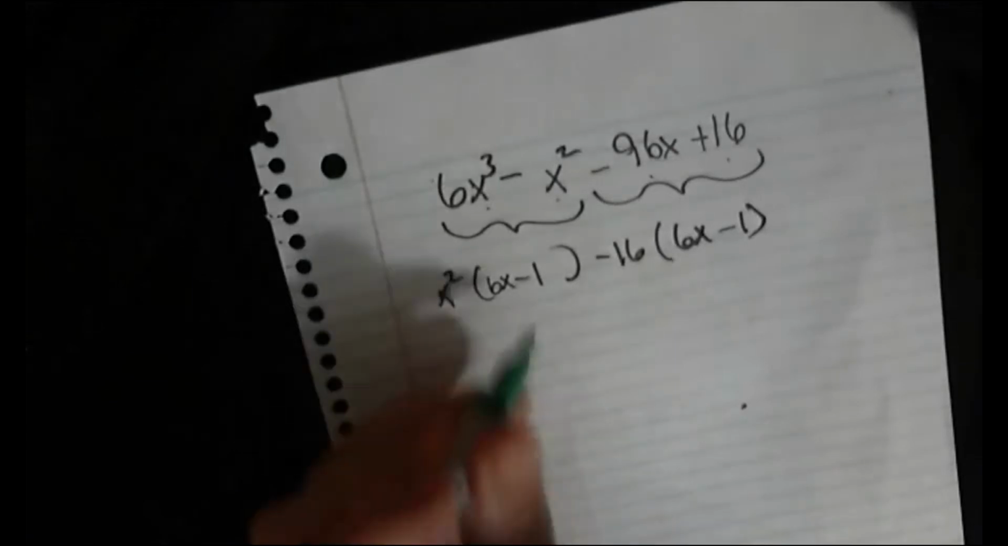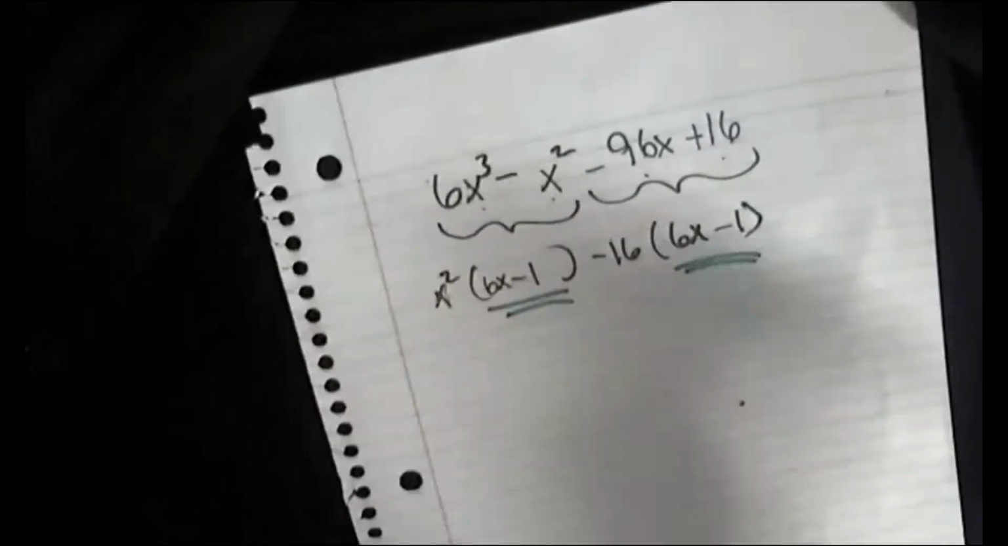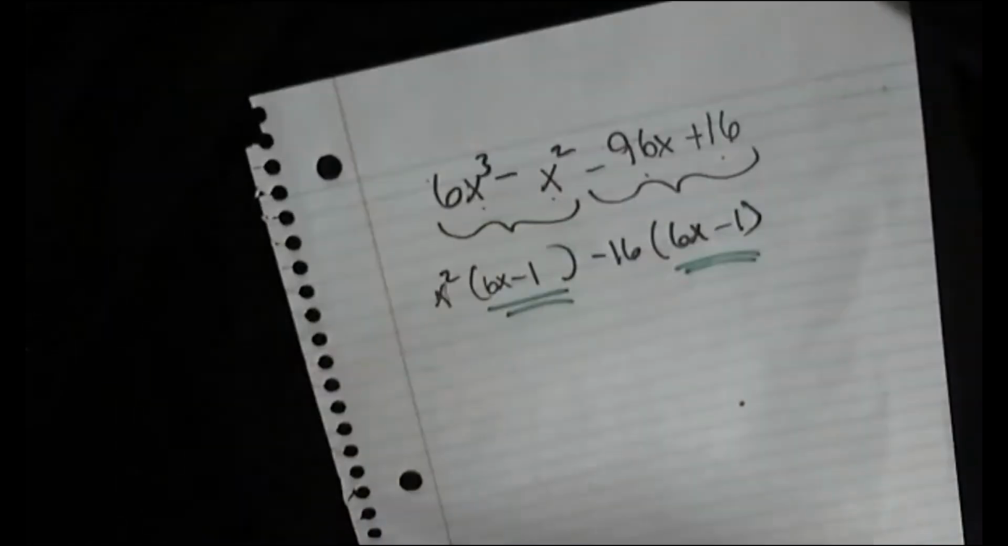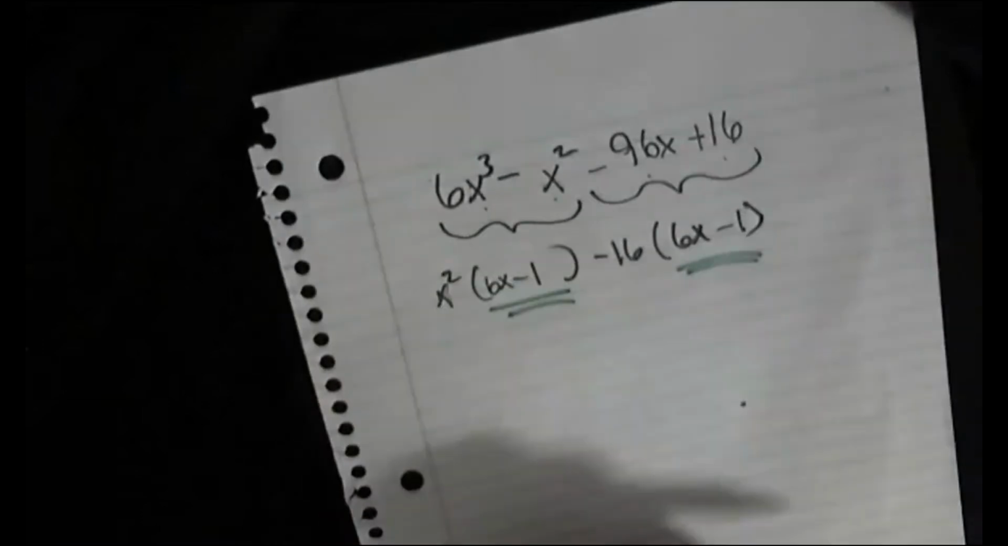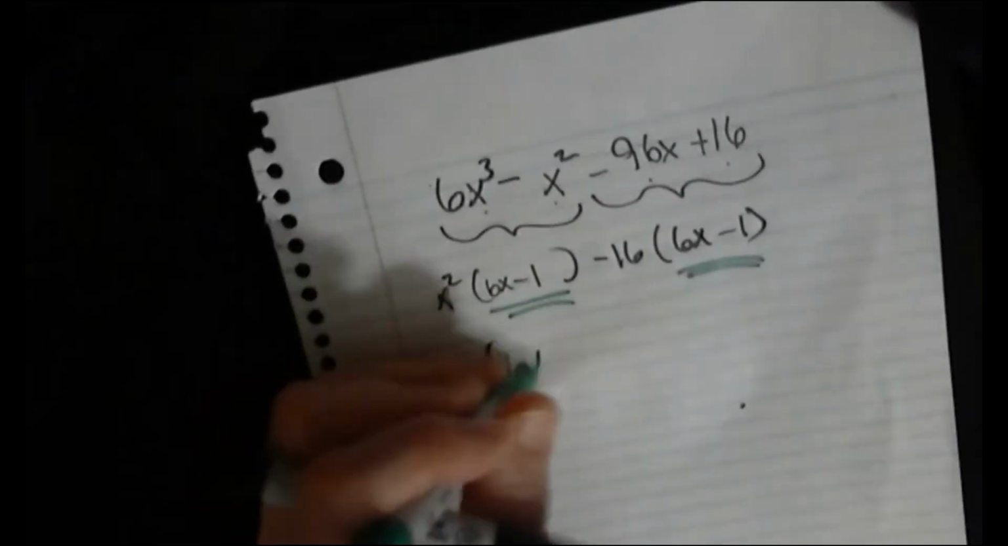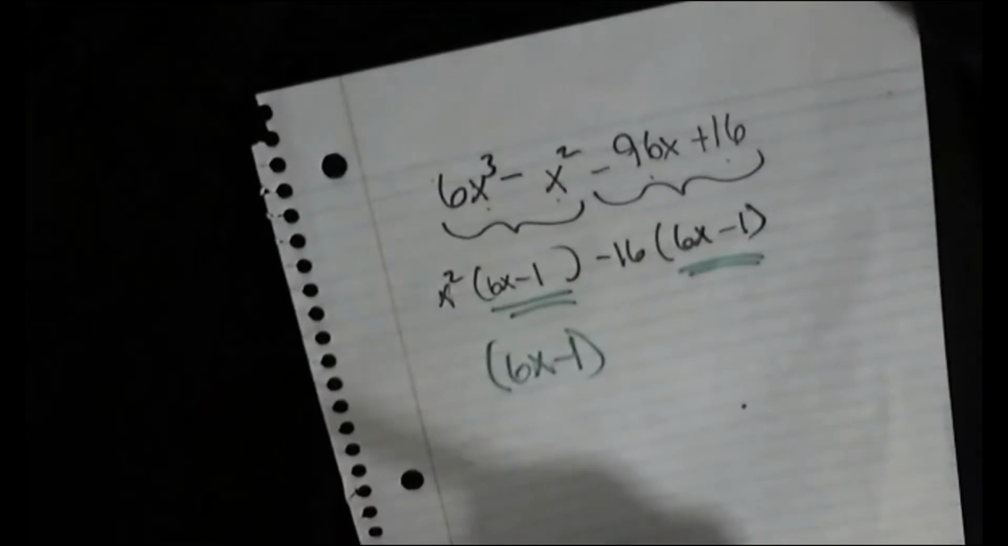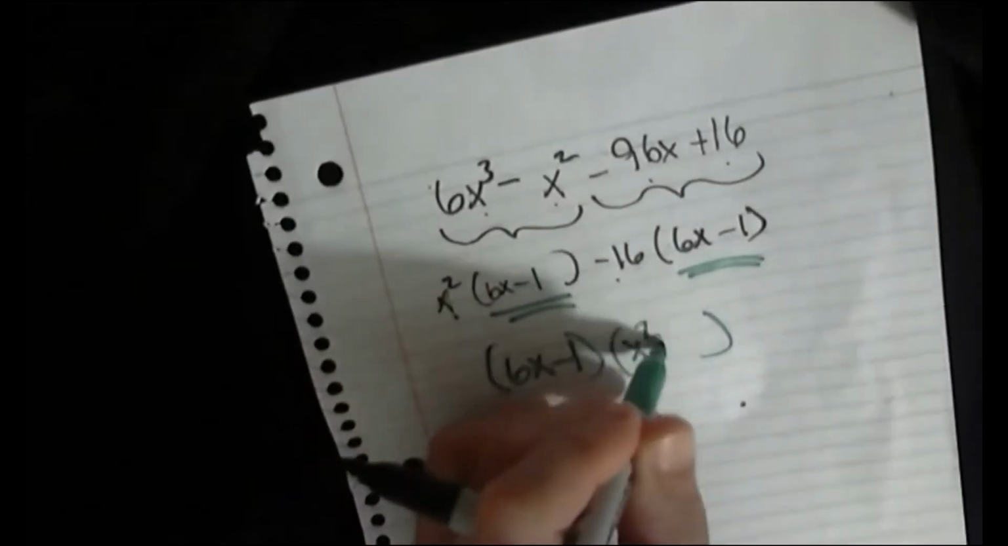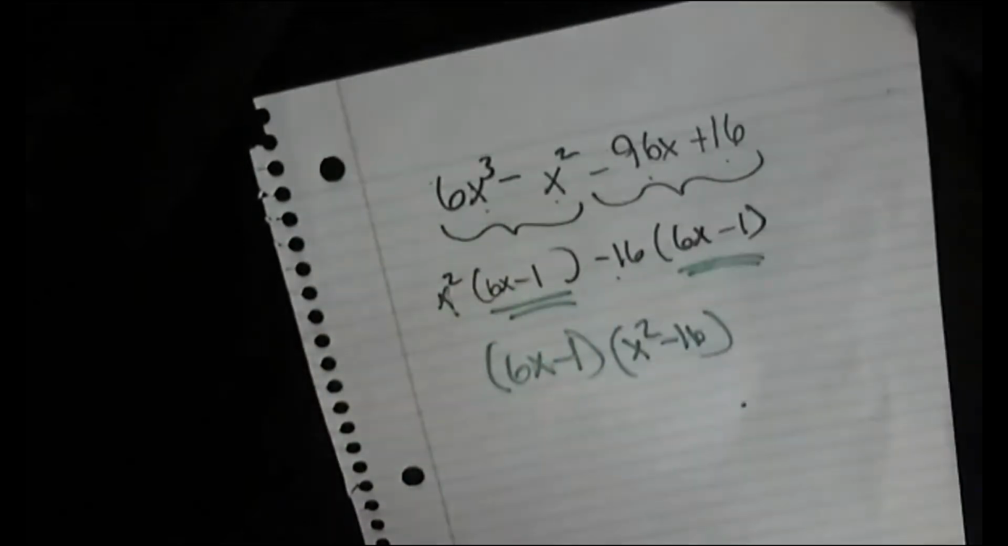And again, this only works if what I have in parentheses is the same. So the previous problem, my x minus 2's were the same. In this particular problem, my 6x minus 1's are the same. So that represents one of the factors. The other is simply what I have factored out.